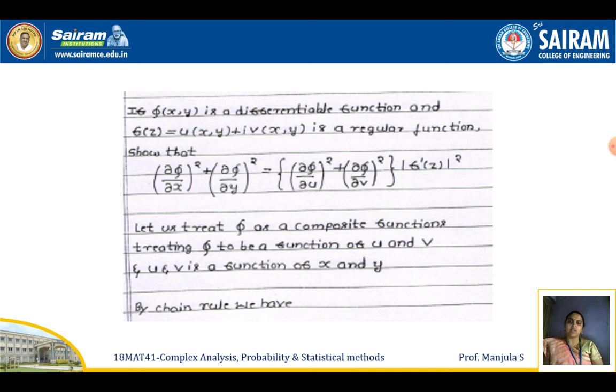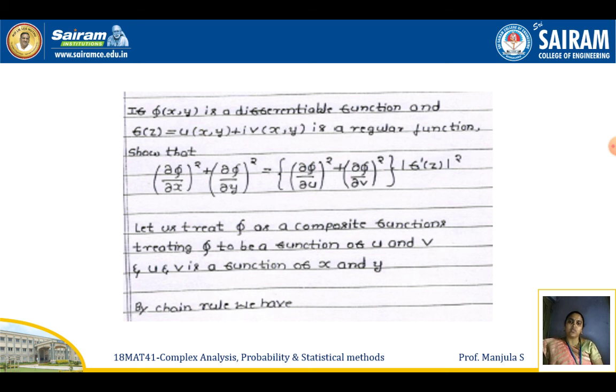Now we'll see the next problem. If φ(x, y) is a differentiable function and f(z) = u + iv, where u and v are functions of x and y, is a regular function, we have to prove that φx² + φy² equals (φu² + φv²) into modulus of f′(z) whole square. This result we have to prove.